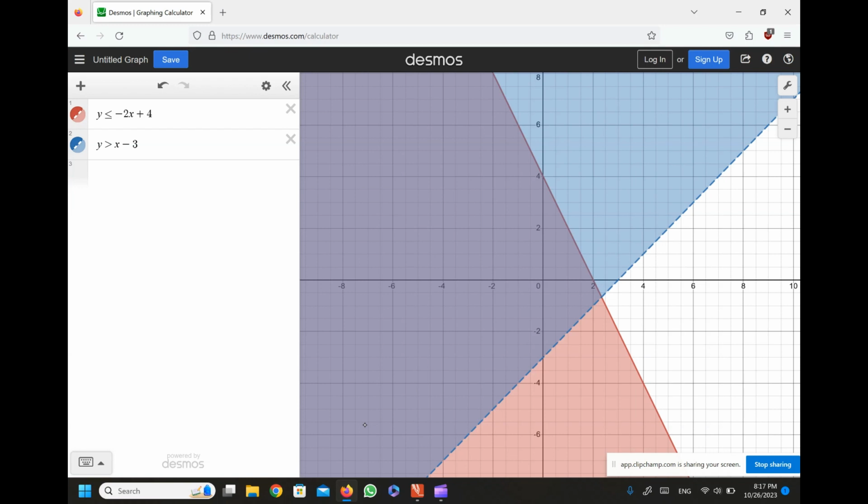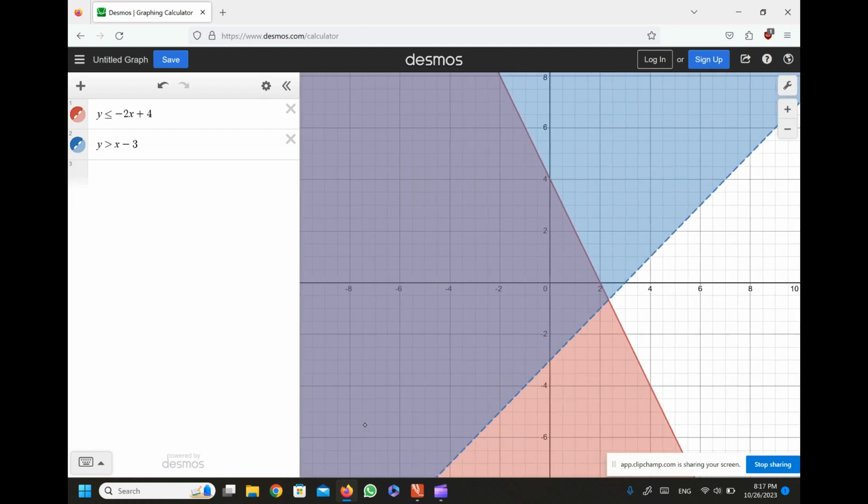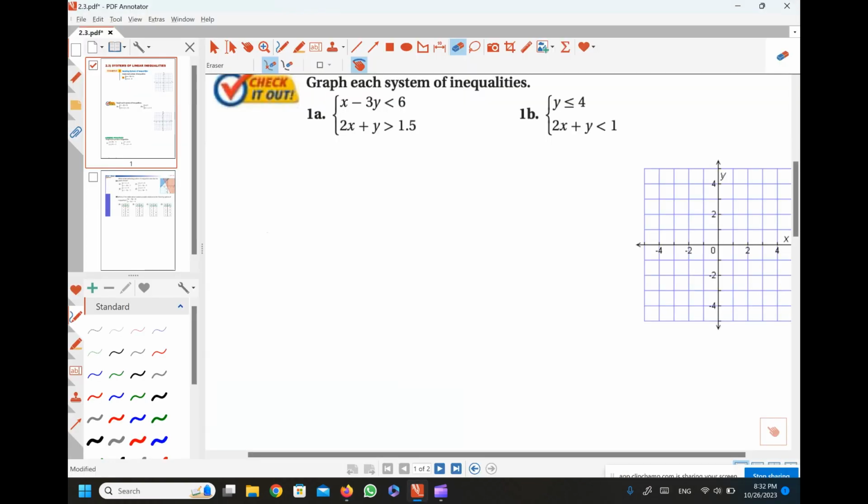This orange one is the solution of the first inequality. This blue one is the solution of the second inequality. What we are looking for is the common region, the overlapping region. So where do these two colors overlap? Those two colors are overlapping here. So this purple region is our overlapping region. So this is our solution.